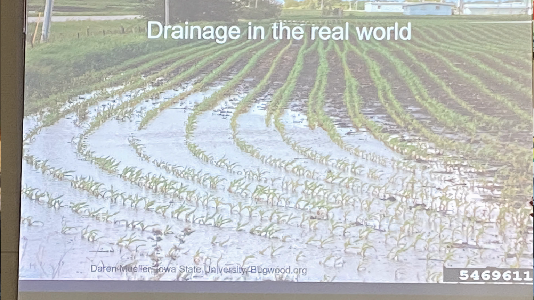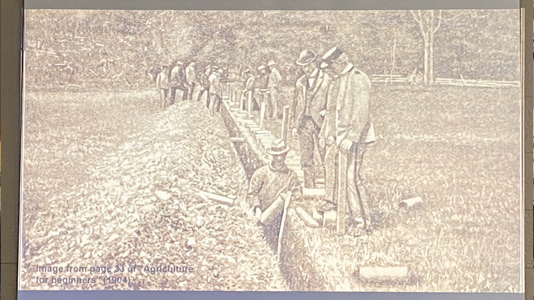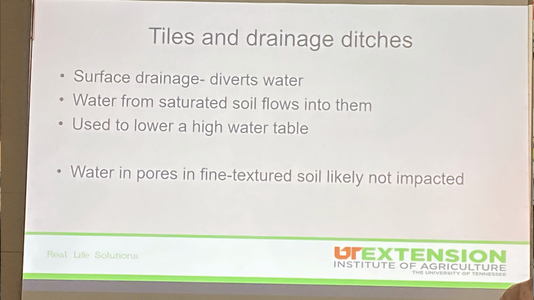So that's a row of crop, and obviously they have a drainage problem because there's a pooling of water right there, probably from the rain, and that is really bad. It's too much water, as I like to say, too much love. And this is called tiling. Tiles and drainage ditches: surface drainage diverts water. Water from saturated soil flows from them, used to lower a high water table. Water in pores and fine textured soil is likely not impacted.